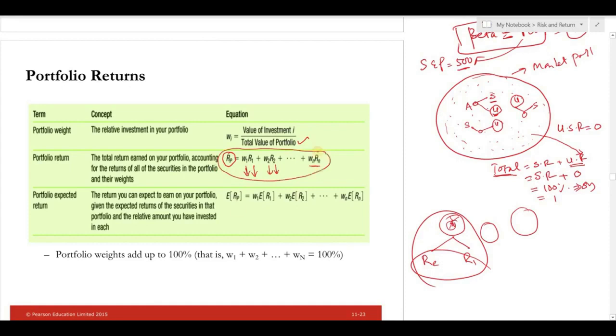And also, if you see, the portfolio weights would sum to 100% because we have many securities 1, 2, 3 until n, right? So it will make a total weight of 100%. So let's take an example, then it would be easy to understand.